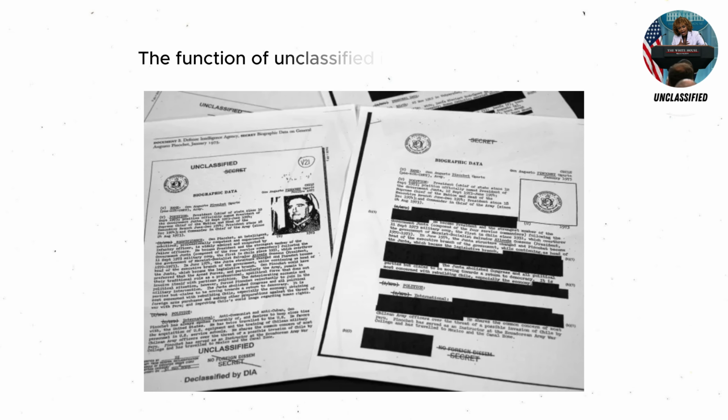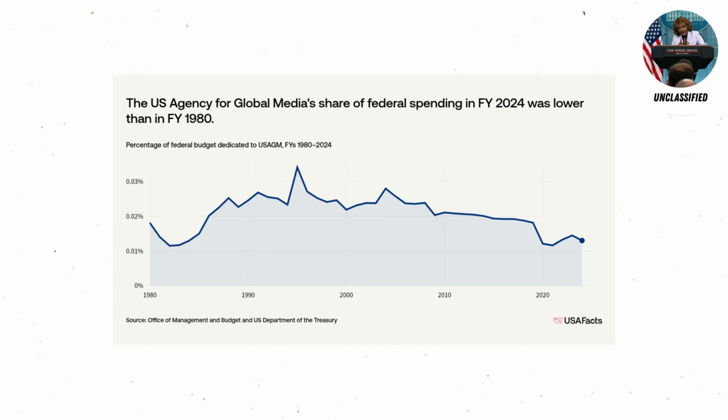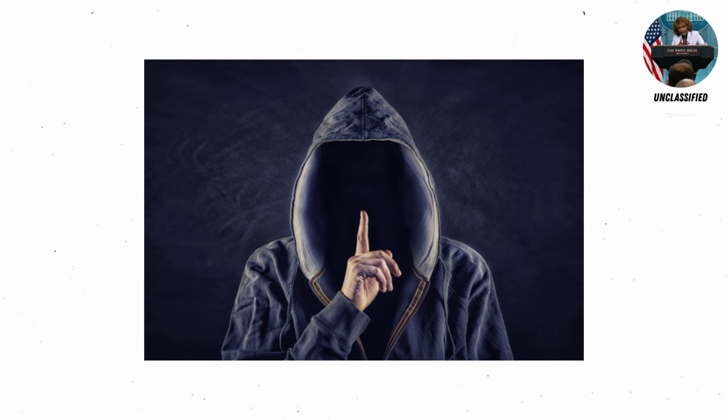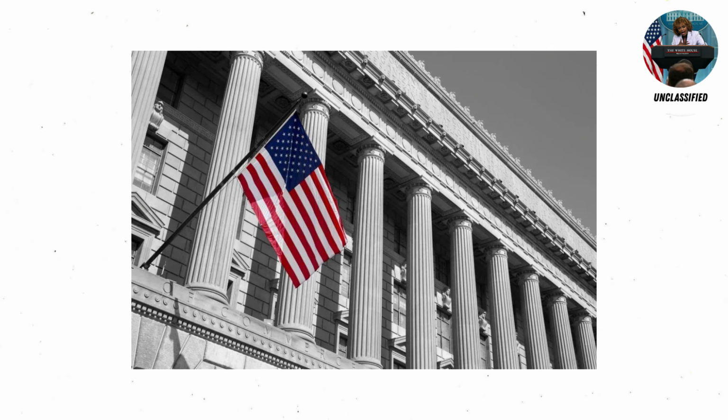The function of unclassified information is openness. It lets citizens see how agencies work, while separating harmless details from genuine secrets. It also forms the baseline from which all higher classifications are judged.